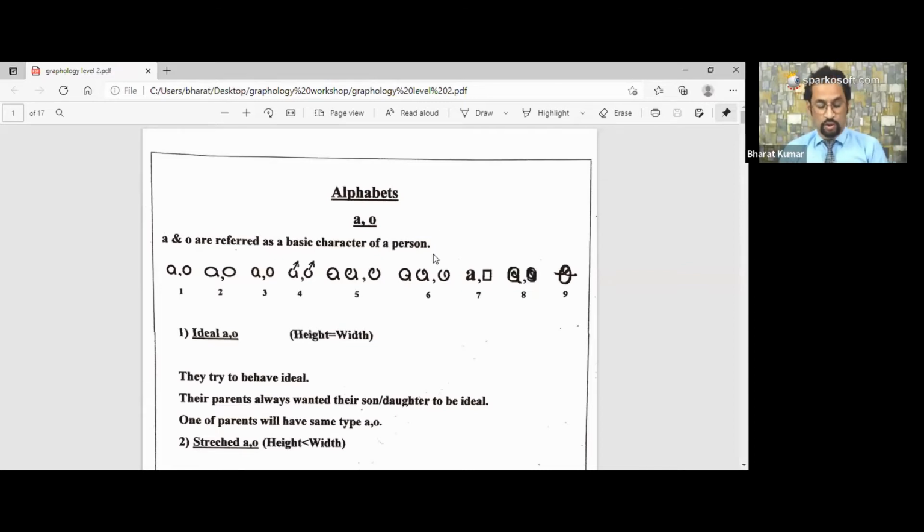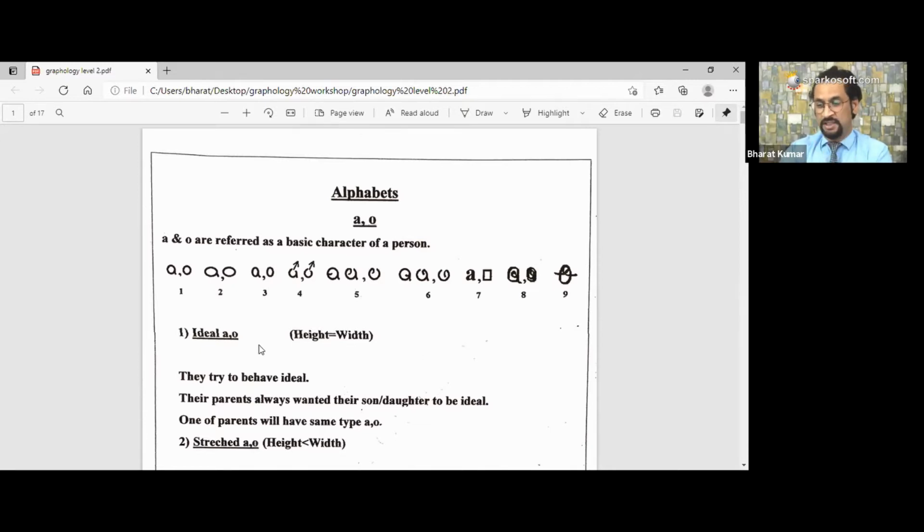Now, check the first alphabet, A. Actually, alphabet A is compared with a complete zero. Alphabet A is related to the basic characters of a person. Here, to understand minor changes in different types of patterns of A, we are going to compare A with O or 0, so that you can understand it properly and clearly.